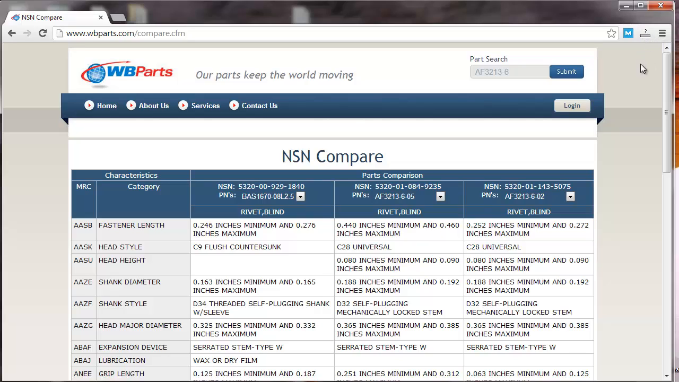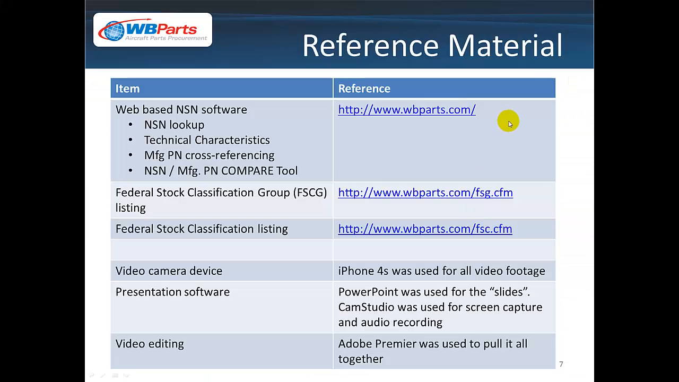I just became aware of that statistic the other day, and that's really what prompted me to put this tutorial together, because it's an absolutely fantastic tool and we really do want to bring it to the masses. It makes your job easier, it allows you to cross-reference parts, it allows you to identify potential substitution parts using technical characteristics as a way of comparing things side by side. The reference materials used in this presentation, we've used the WBParts website for the NSN lookup to review technical characteristics, part number cross-referencing, and of course the compare tool.